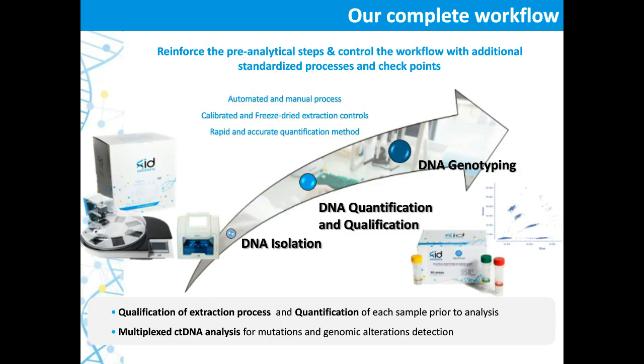So, complete workflow. Our complete workflow is divided into, let's say, 3 to 4 steps. The first one is the nucleic acid isolation, in this case, cell-free nucleic acids. Then DNA quantification and qualification. And the last part, where we use the multiplexing, is the DNA genotyping. The idea of our workflow is to qualify extraction processes and to quantify each sample prior to analysis, and to use multiplex assays for mutation detection and genomic alterations.